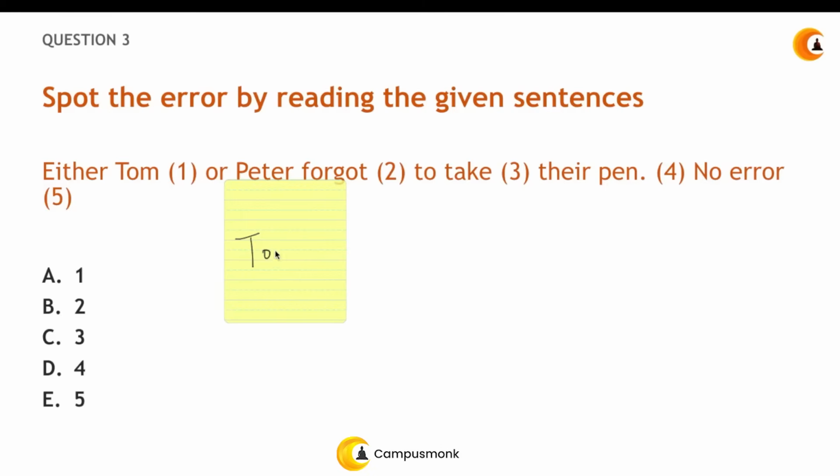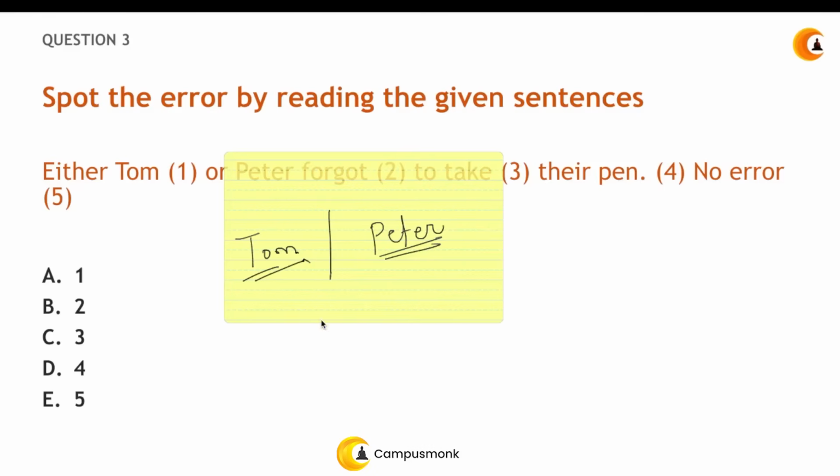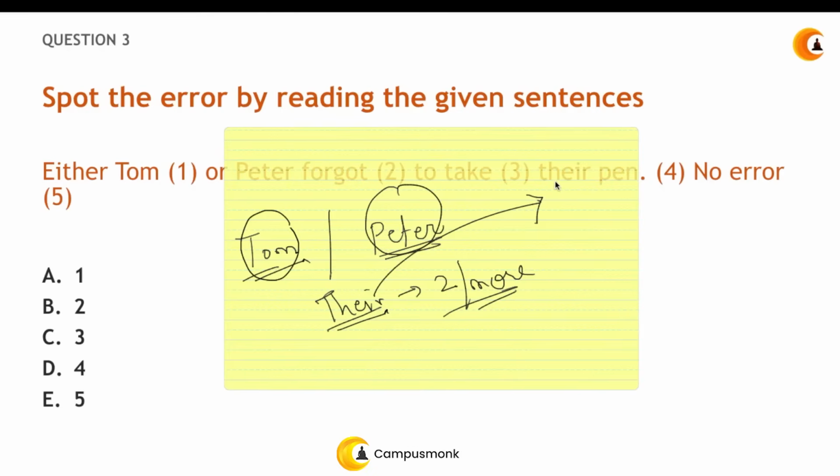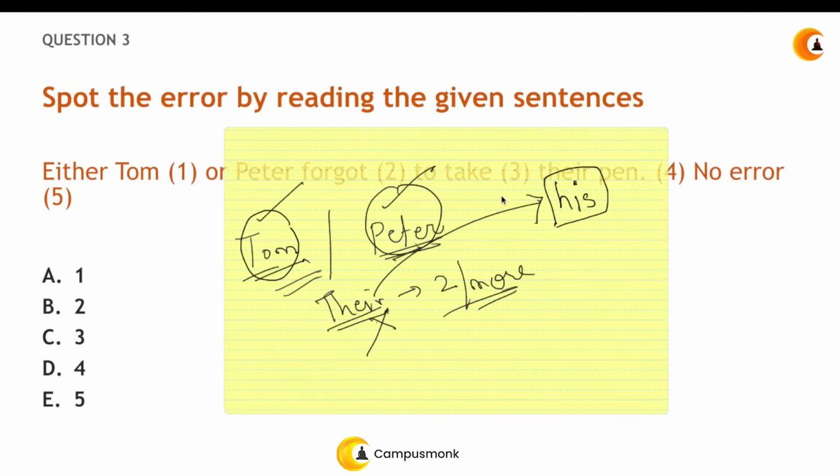Now why is it their pen? Because anyone forgot, right? It is either Tom or Peter. Any one of them forgot to take the pen. Why is it their pen? Their comes when there are two people or more, right? So by default, I assume that Peter and Tom both are male. They both have the gender male. So what will be the change in the statement? It will be his pen. It wouldn't be their pen. Both of them didn't forget. Either Tom or Peter forgot to take his pen.